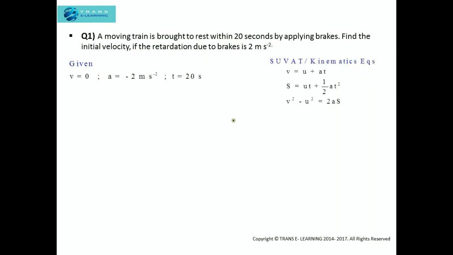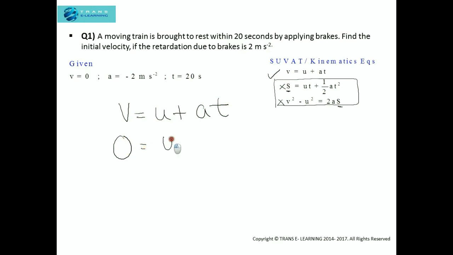So which SUVAT equation do we need to choose? Again, in this question the value of distance is not given, so we will not be using these two SUVAT equations because these two equations require the value of the distance. So we will be using this SUVAT equation to find initial velocity, that is v equals u plus at. Now v is zero, u we need to find, the acceleration is minus 2 meters per second square, and the time is 20 seconds.